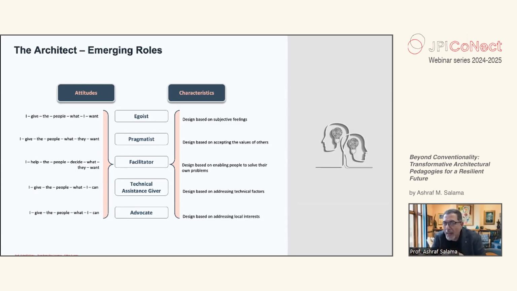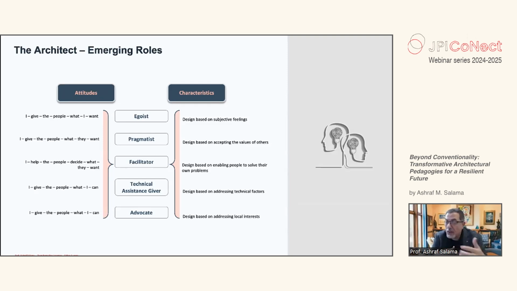So if you try to map your curriculum now on how your curriculum develops these kinds of attitudes or these role models, you will find that in most cases, the egoist, pragmatist, and technical assistant giver are occupying high importance within any curriculum in a school of architecture, in a modern school of architecture. The facilitator and advocate roles are taking a backseat.